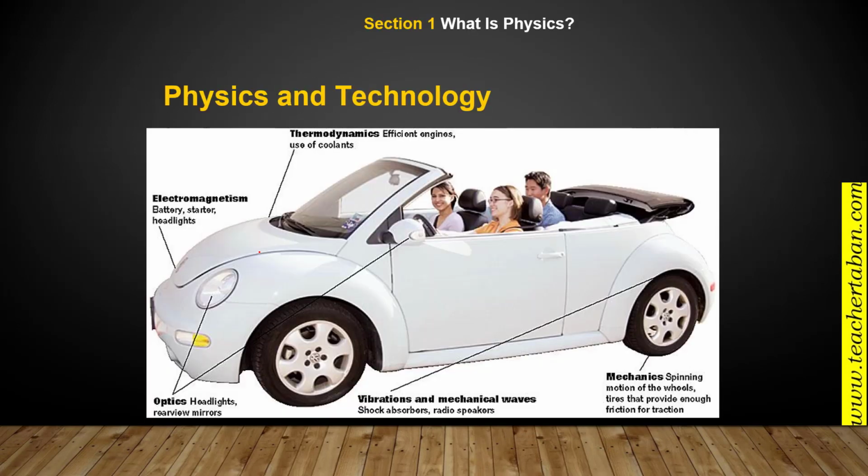So among the applications of the branches of physics, let's look at this picture here. We have the car headlamps, the side mirrors. Where do these ones fall? Applications of branches. That is under light, optics. We have spinning wheels of vehicles. In order for the car to move properly, without sliding, without having any hindrances, that is under mechanics.